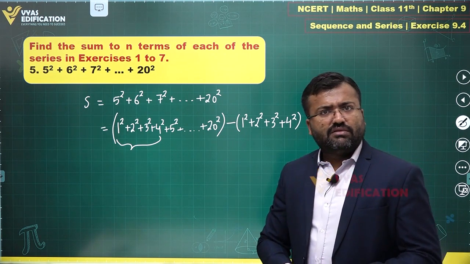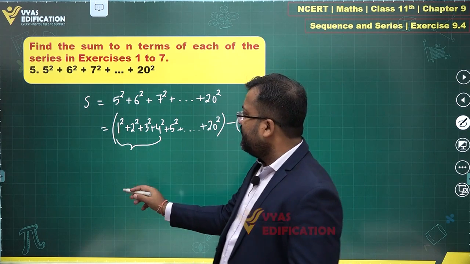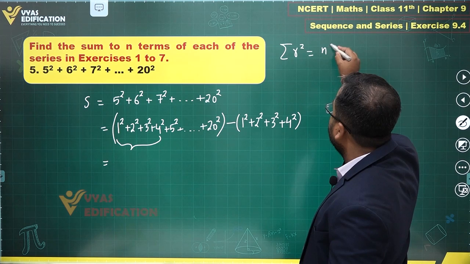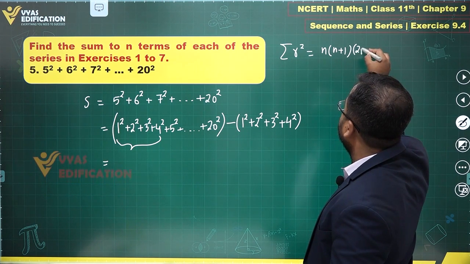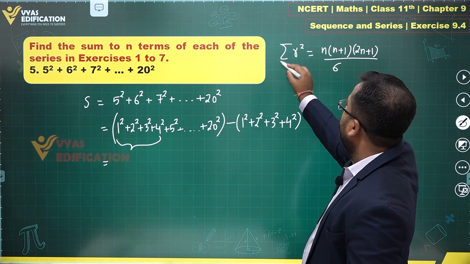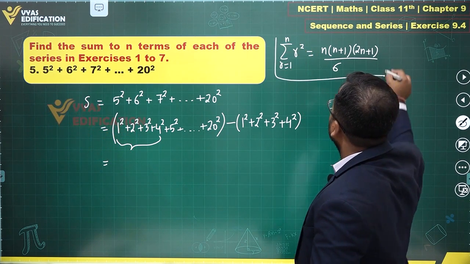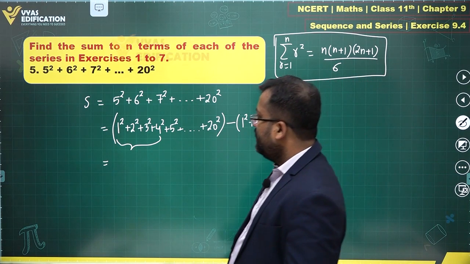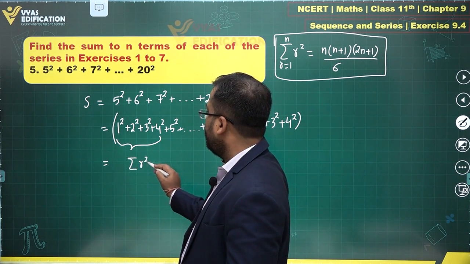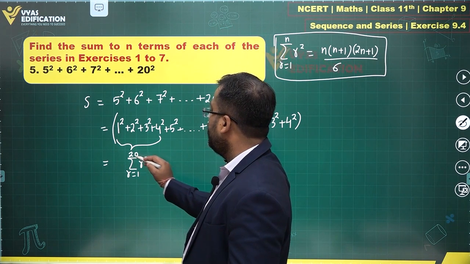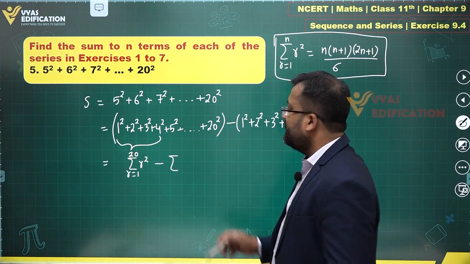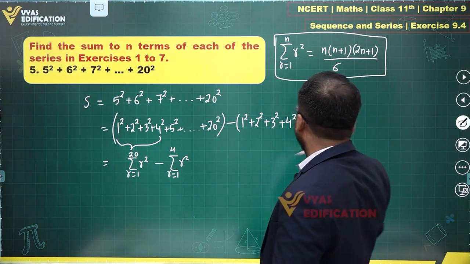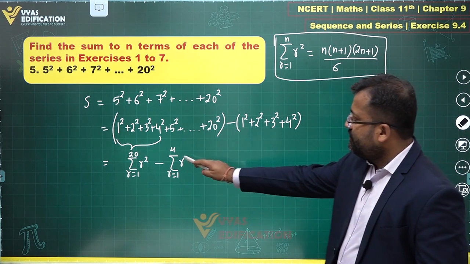Is that okay? Yes. Now this particular summation is very simple. Summation of r square is n into n plus 1 into 2n plus 1 upon 6, from r equal to 1 to n. This is actually summation up till 20 square, right? Summation r square from r equal to 1 to 20, minus this, which is again a summation from r equal to 1 to 4 of r square. Yes or no? This is what you have.